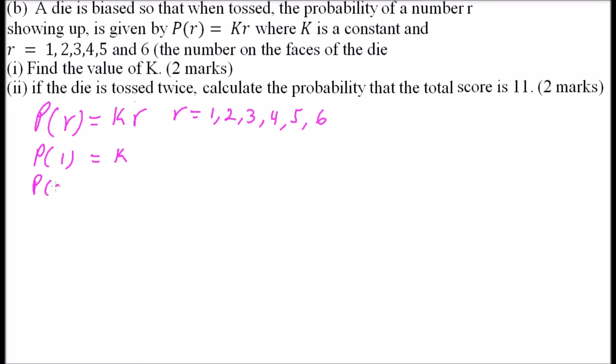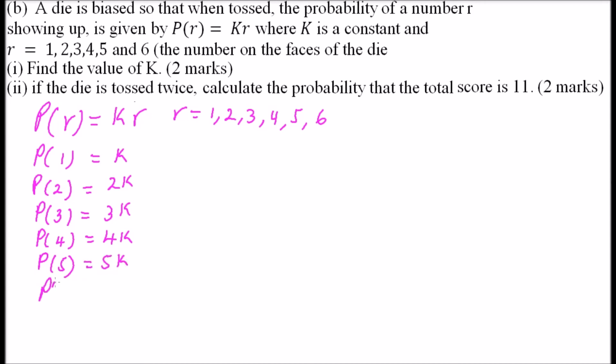Probability of getting 2 is equal to 2 times K, which will give you 2K. Probability of getting 3 is equal to 3K. Probability of getting 4 is equal to 4K. Probability of getting 5 is equal to 5 times K, that is 5K. Probability of getting 6 is equal to 6K.